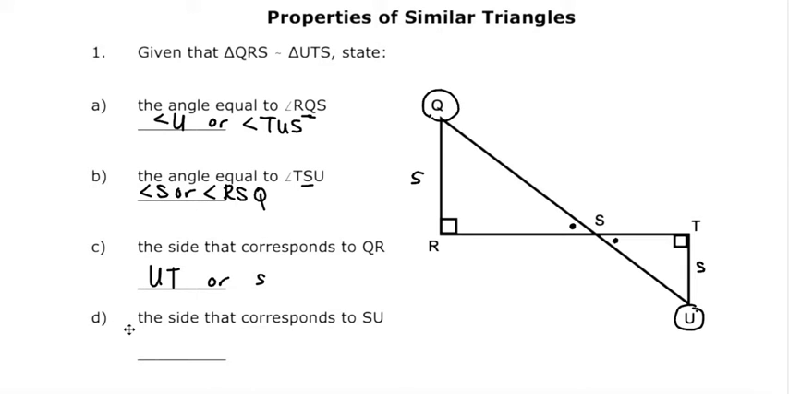And then in part D, we want to know the side that corresponds to SU. So that's the hypotenuse right there. So this would be labeled T in the small triangle, and it would be labeled R in the big triangle. So we could call it R, or we could call it the letters that make up that line segment, which would be SQ. So know that there are multiple ways to represent those angles and sides.